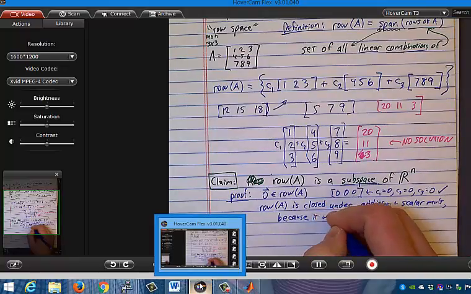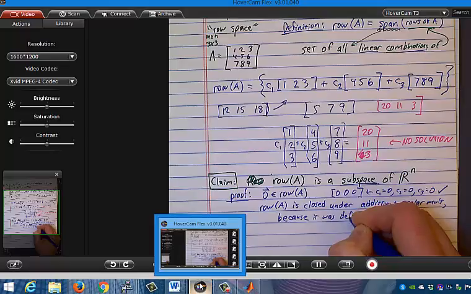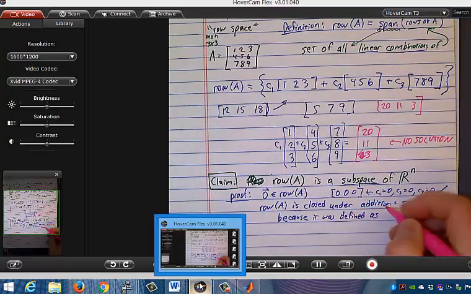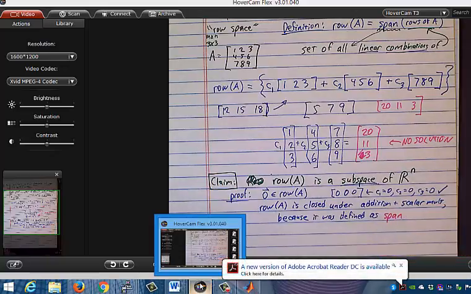Because it was defined as the span of the rows of A. So I would say we have just proved, because we got addition, scalar multiplication, and the 0 vector, that the row space of A is a subspace. So you've learned that the null space is a subspace of R^n, and you've learned that the row space of A is going to be a subspace of R^n.